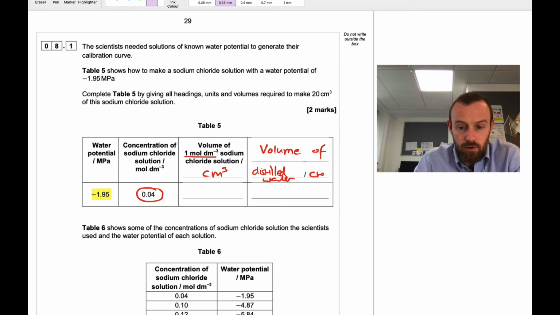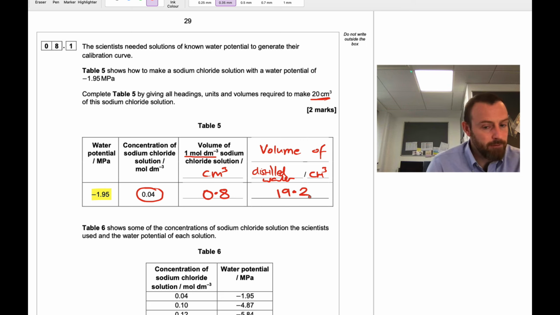We need the units here, and this is cm cubed. I'm going to get my calculator out. We need 4% of 20 cm cubed, so 20 times 0.04 equals 0.8 cm cubed of this. And then the rest of it, to make up the 20, has got to come from the distilled water. So that's going to be 19.2 cm cubed.